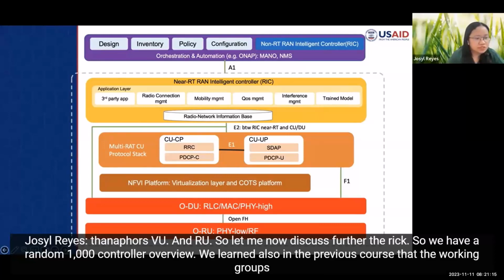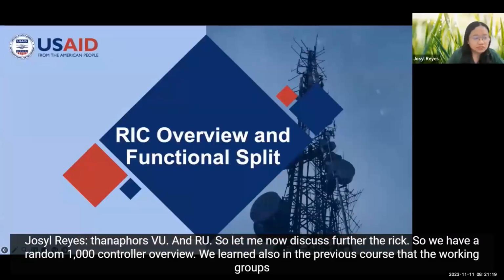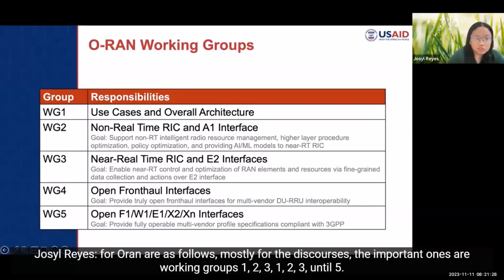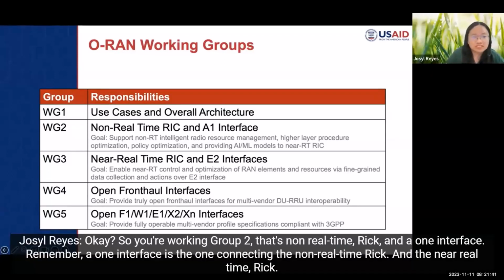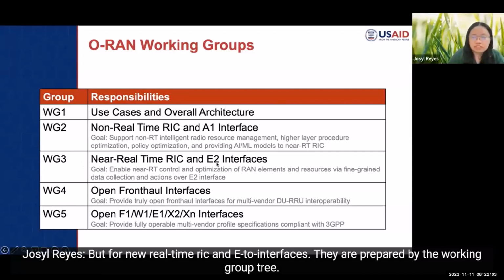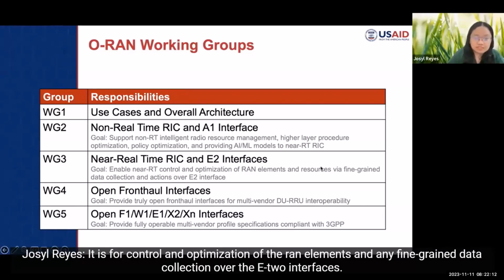Okay. So let me now discuss further the RIC. So we have a RAN Intelligent Controller overview. We learned also in the previous course that the working groups for ORAN are as follows. Mostly for these courses, the important ones are working groups 1, 2, 3, up to 5. Working group 2 covers the non-real-time RIC and A1 interface. Remember, the A1 interface is the one connecting the non-real-time RIC and the near real-time RIC. The purpose of this is for radio resource management, higher layer procedure optimization, policy optimization, and AI models. But the near real-time RIC and E2 interfaces are prepared by working group 3. It is for control and optimization of the RAN elements and any fine-grained data collection over the E2 interfaces.